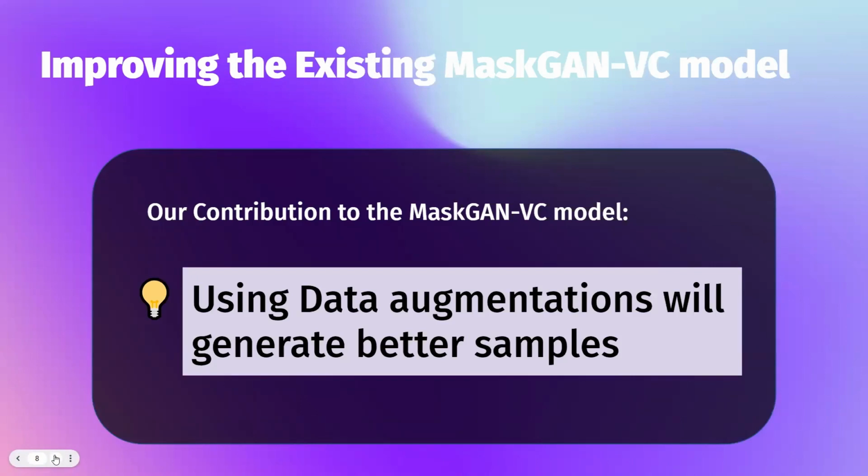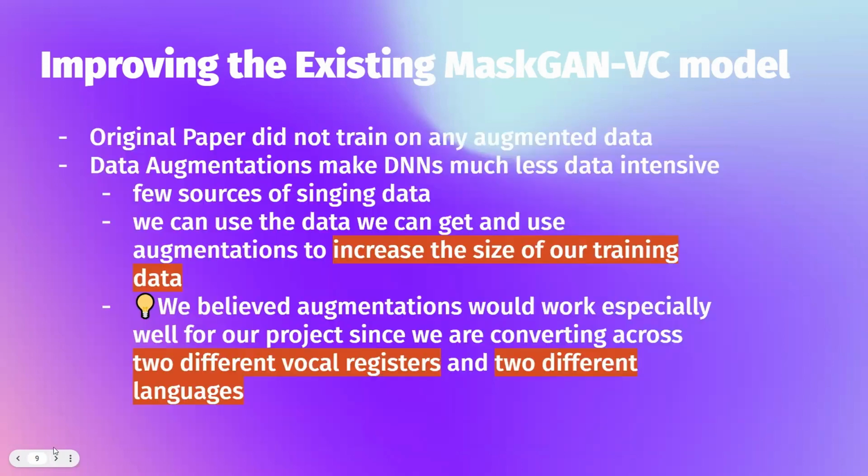Now, like I said before, we didn't really make that many improvements to the existing architecture of the GAN. Our main contribution is using augmentations to create a more robust model and generate better results. So why does this exactly improve the GAN? Well, for one thing, when we have more augments, we can generate more data. And if we have more data, you typically get a better model.